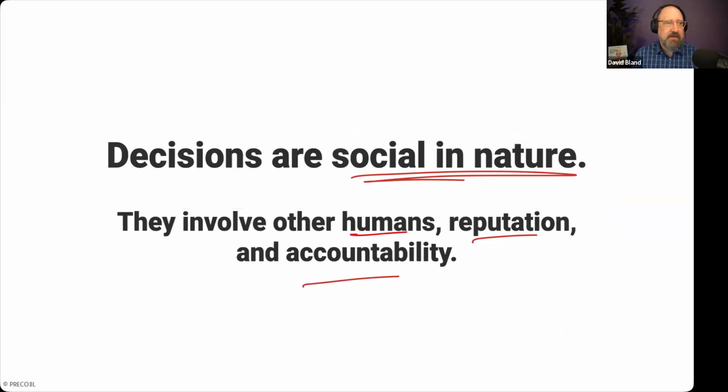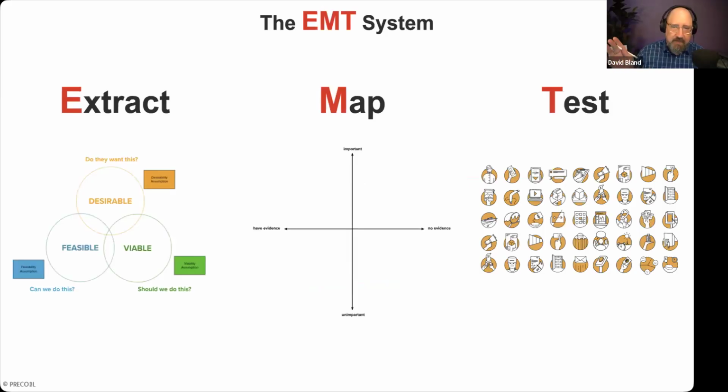I think with the ideation piece, I'm less worried about this. I'm more worried about this in the de-risking piece and how we implement AI in other parts. So finally, it's tests. So EMT, right? Extract, map, and test.